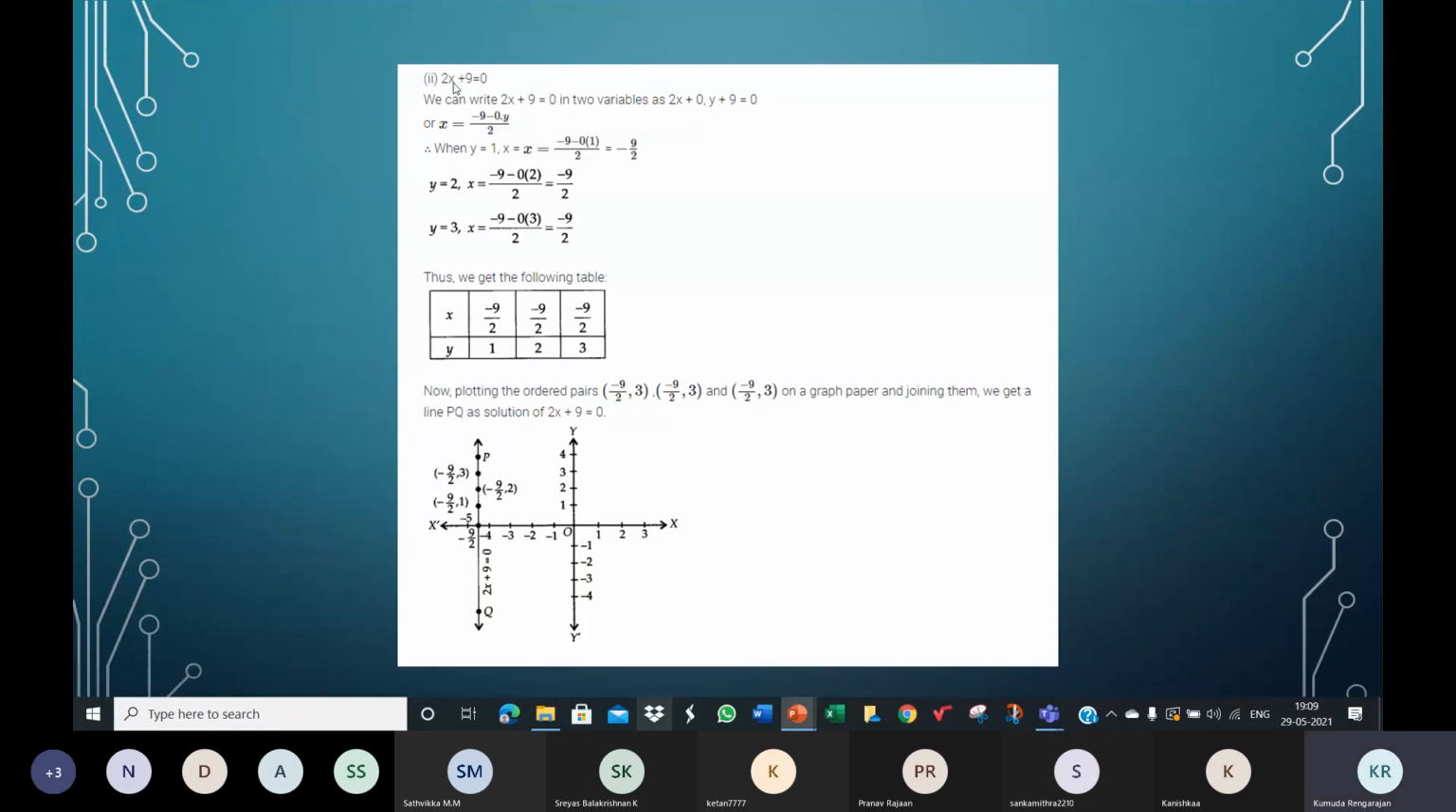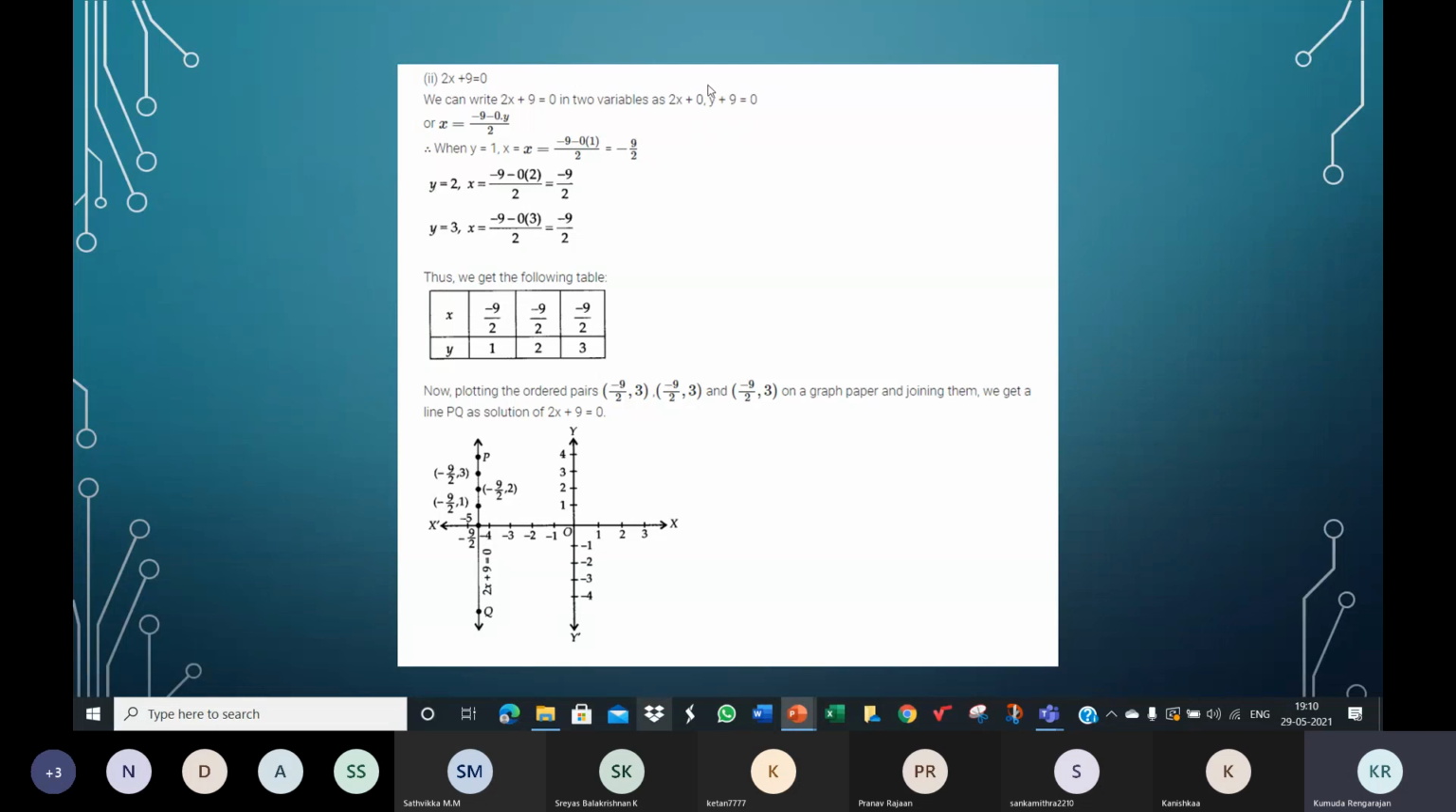But if you treat the same equation as an equation in two variables x and y, then you need to write it like 2x plus 0y plus 9 is equal to 0. You can see 2x here, and the y variable is absent. So how do you show it? Plus 0y plus 9 is equal to 0. You can see 2x here, plus 9 is equal to 0. The y variable is absent.